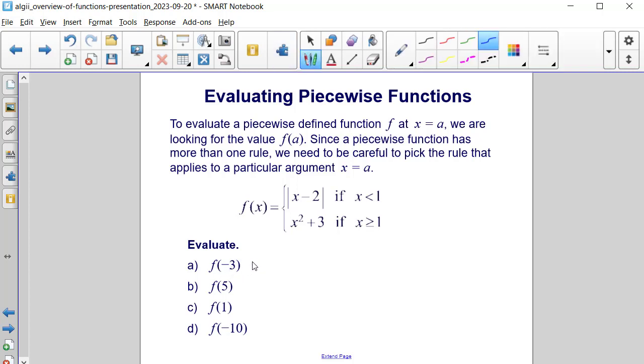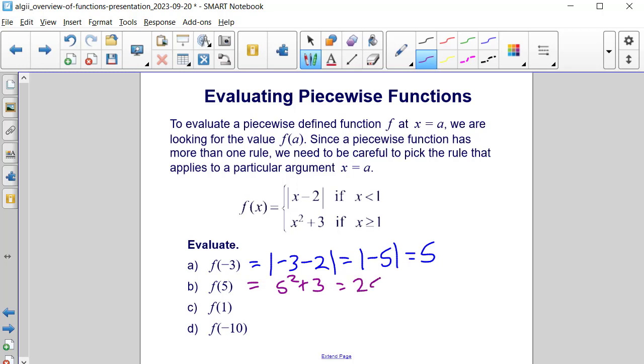We have f of -3. Well, -3 is less than 1, so we're going to substitute it into the first piece of our piecewise function. So we have -3 minus 2 inside of the absolute value. So that's going to be the absolute value of -5, which is equal to 5. Now if we find the function value at 5, well, 5 is greater than 1, so it fulfills the second condition. So we're going to substitute it into our second piece. So we have 5 squared plus 3, which is equal to 25 plus 3, which is equal to 28.